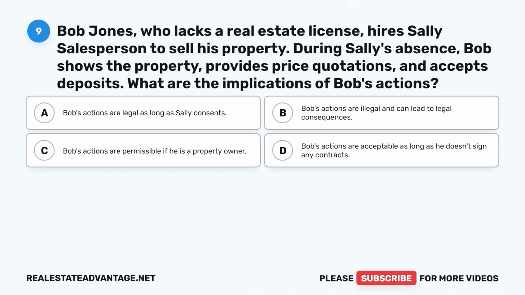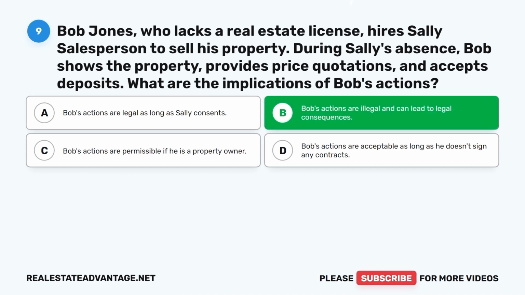A. Bob's actions are legal as long as Sally consents. B. Bob's actions are illegal and can lead to legal consequences. C. Bob's actions are permissible if he is a property owner. D. Bob's actions are acceptable as long as he doesn't sign any contracts.